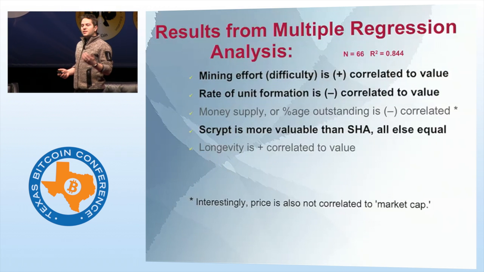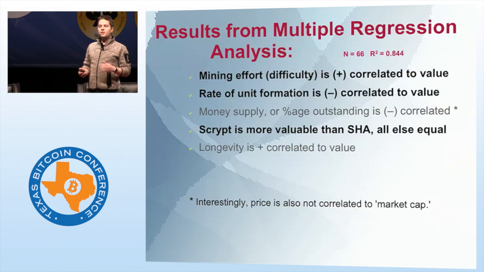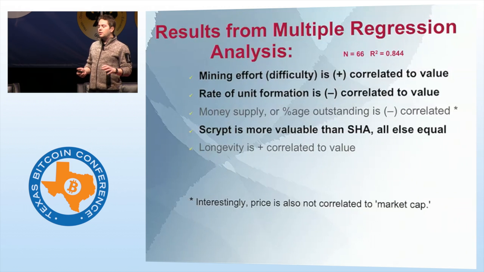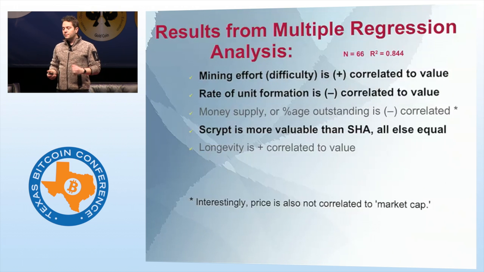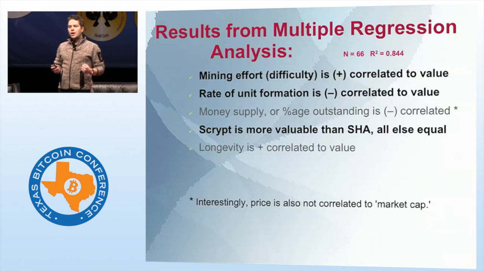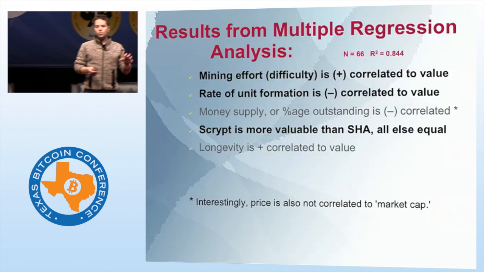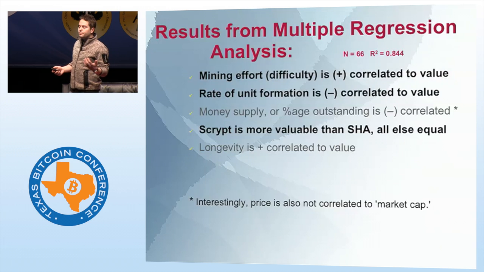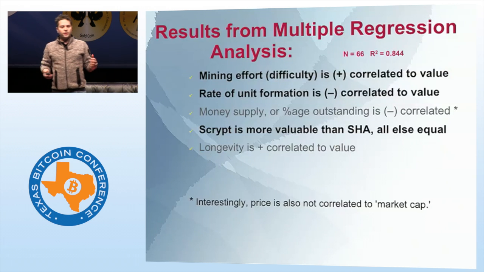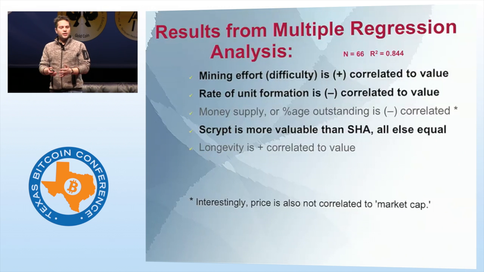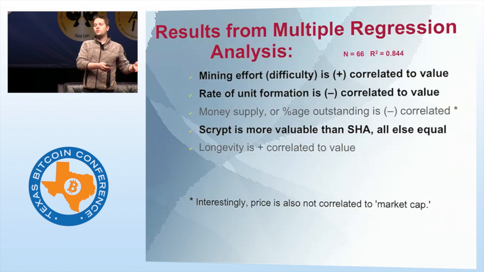So, I looked at 66 different cryptocurrencies that were actively traded and ran a multiple regression that had an R-square of 84.4. This means that almost 85% of relative value formation is explained by the following. Mining difficulty is positively correlated to value. The more hashing power that's in there, the greater the difficulty, the more valuable a coin is. The more people mining a coin, the more valuable it is, kind of intuitive. The rate of unit formation is negatively correlated to value. This means that if I have a block reward of 10,000 for some altcoin, it's going to be a lot less valuable per unit than something that's 1/100th of a coin.